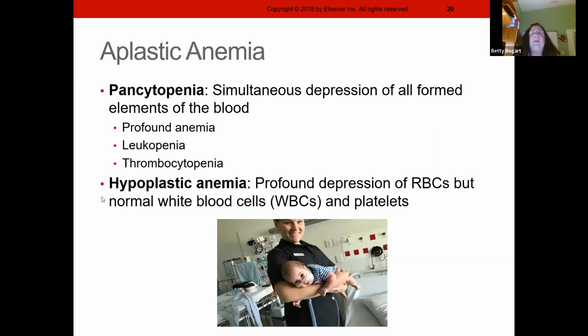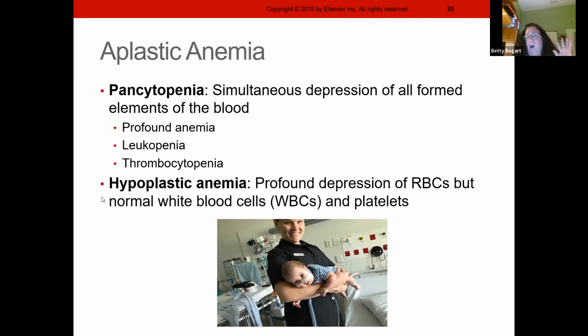Now, aplastic anemia. Pancytopenia is all forms of the blood are depressed. That means you have anemia, hemoglobin and hematocrit are low, leukopenia, no white blood cells, thrombocytopenia, platelets are low. So you're going to be bleeding, you have no white count, and your hemoglobin's low. That is the severe form of aplastic anemia. It's usually what we think of when we're talking about anemia and exams and tests, and most of what we see.